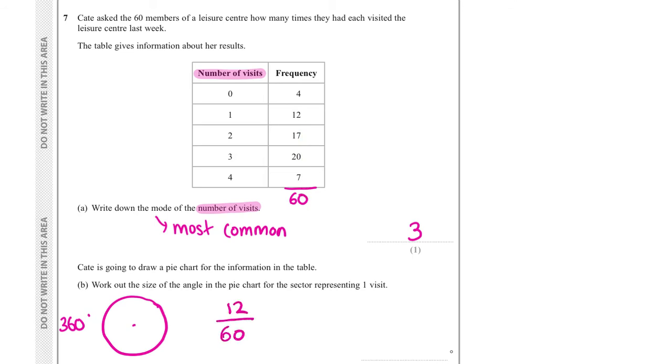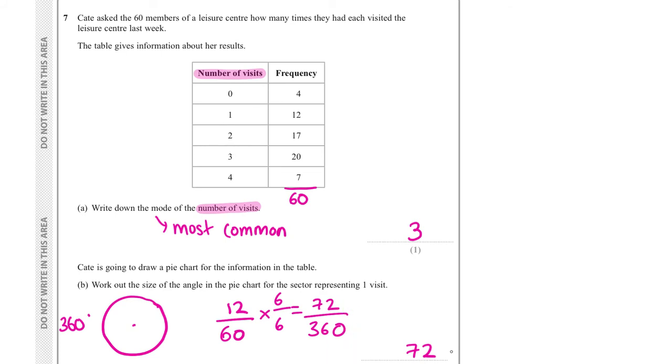60. If I need to draw a pie chart which is out of 360, what do I multiply 60 by to get my equivalent fraction? 6. So I need to multiply by 6 over 6. 60 times 6 is 360. 12 times 6, 72. So to make this proportionally accurate, my sector would have to be 72 degrees because it's out of 360. So 12 out of 60 is proportionate to 72 out of 360.